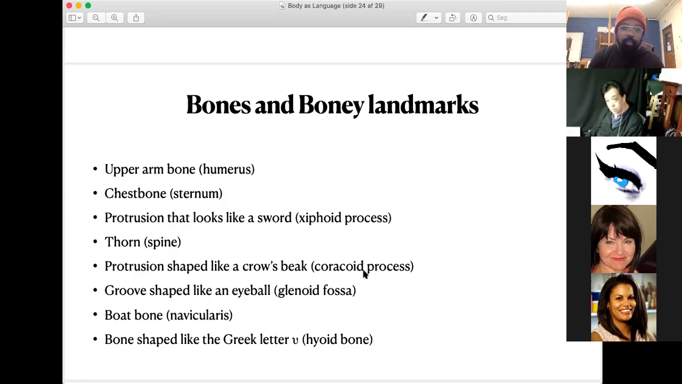Another bone, the navicular bone, that's in the foot, shaped like a boat. And then one of my favorites, the hyoid bone, is shaped like the Greek letter upsilon, this little lowercase u shape, and that's right underneath your chin, around your neck area.